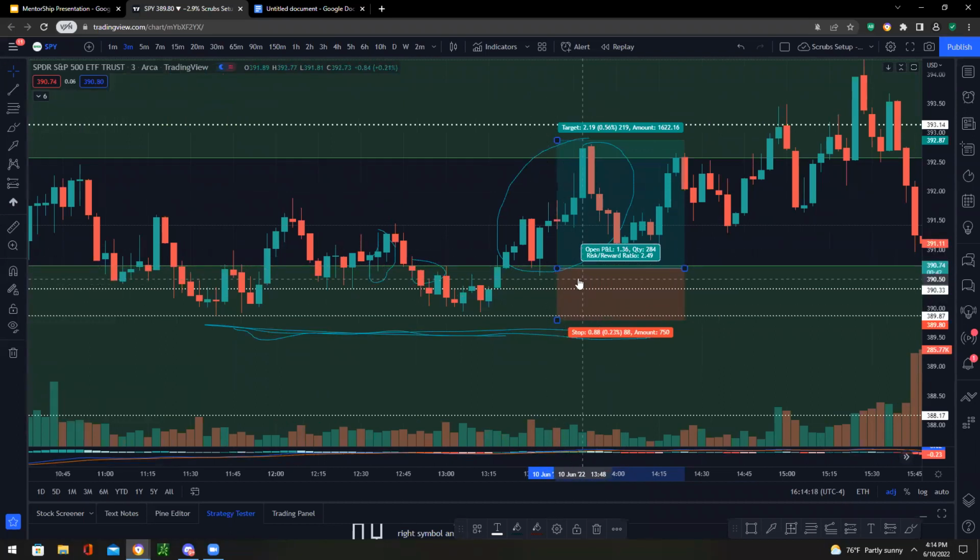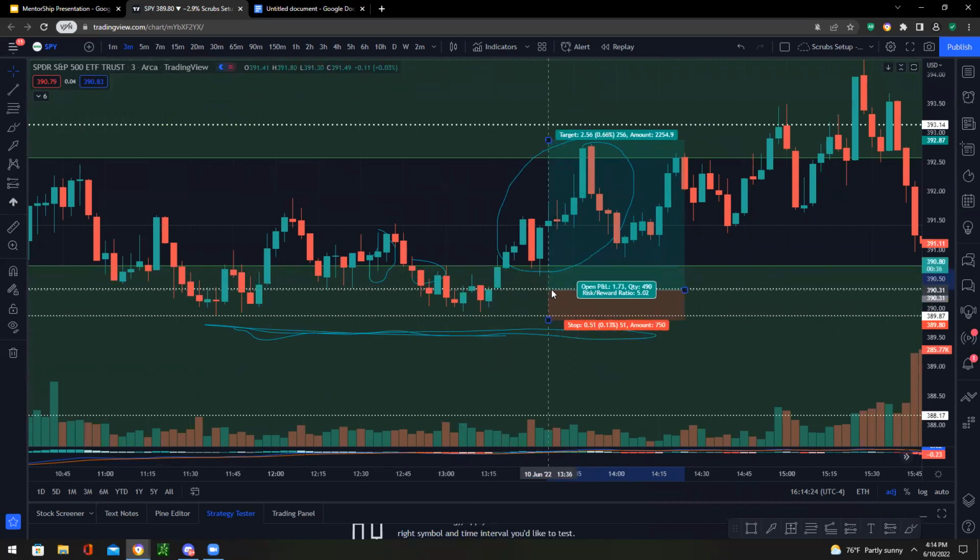Whereas let's just say I entered here in the market, I came in right here, then I entered, let's just say right about there. My stop loss is exactly the same. So now we turn into a 5-to-1 risk to reward ratio. So everything depends on where you specifically enter and when you come into the market.